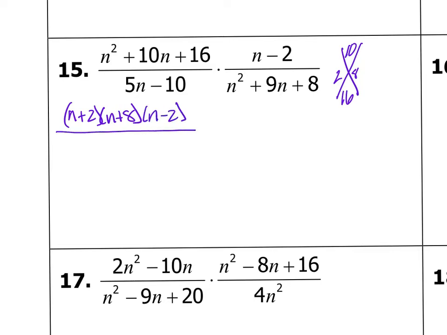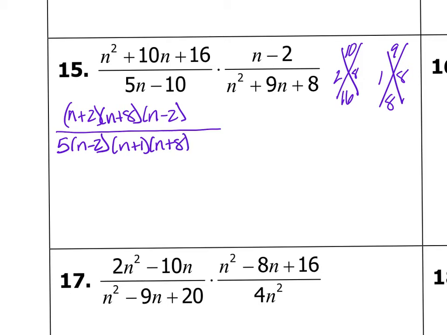Then we're going to go to my denominator, lower left. What can I take out of 5n minus 10? Well, 5 goes into both 5 and 10. So then I get n minus 2. Lower right, what multiplies to be 8 and adds to be 9? Well, 1 times 8 does. So that would be n plus 1 times n plus 8.